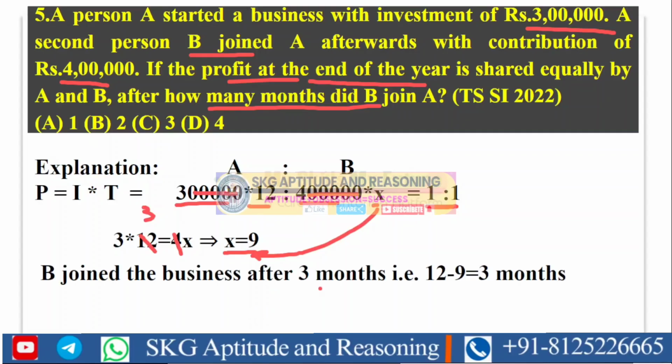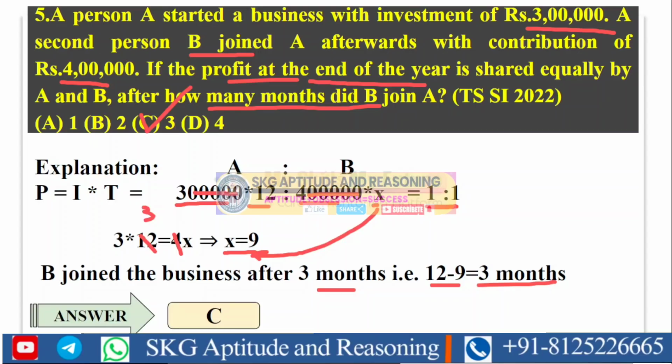So B joined the business after 3 months, which means 12 minus 9 equals 3 months. So B joined the business with A after 3 months from the start of the business. So the answer for this particular problem will be option C, that is 3 months. Let us move to the next question.